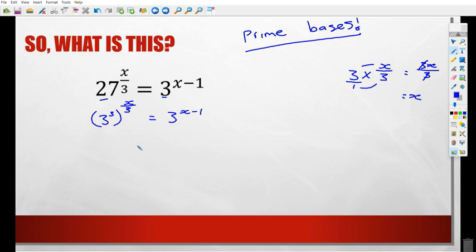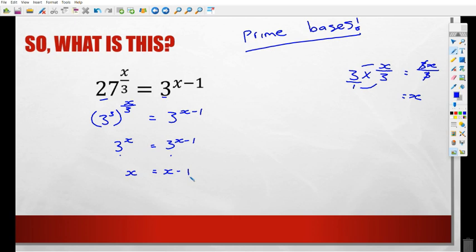So I've got 3 to the power of x here equals 3 to the power of x minus 1. Now in this case we've got same bases. Fantastic. What do I know about those exponents if I've got same bases? Those exponents are equal to each other. That means that x is equal to x minus 1.